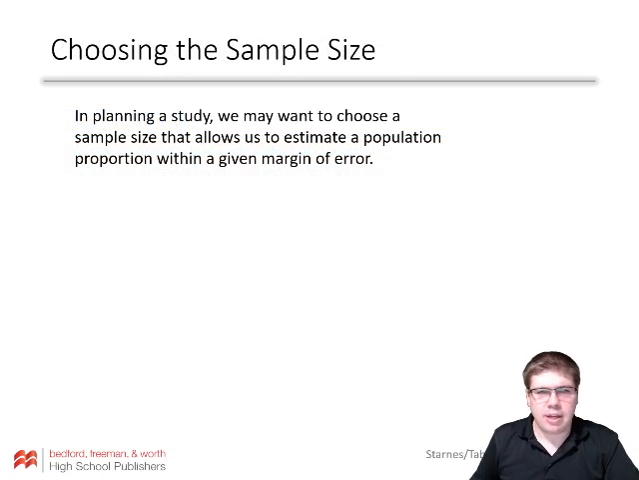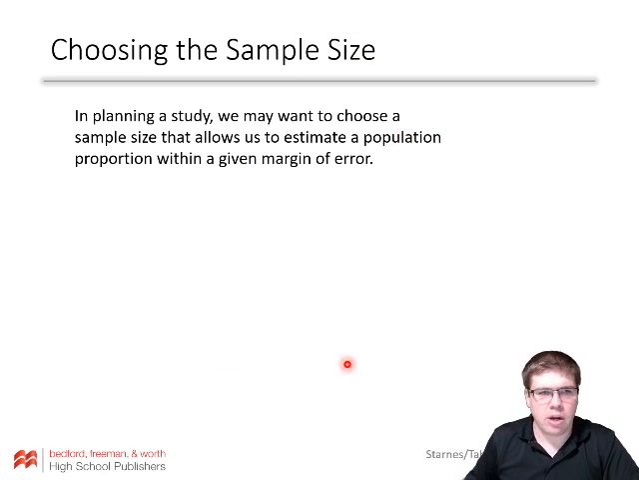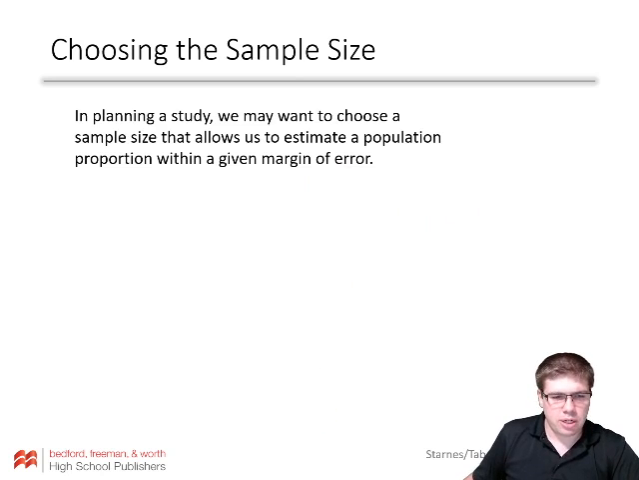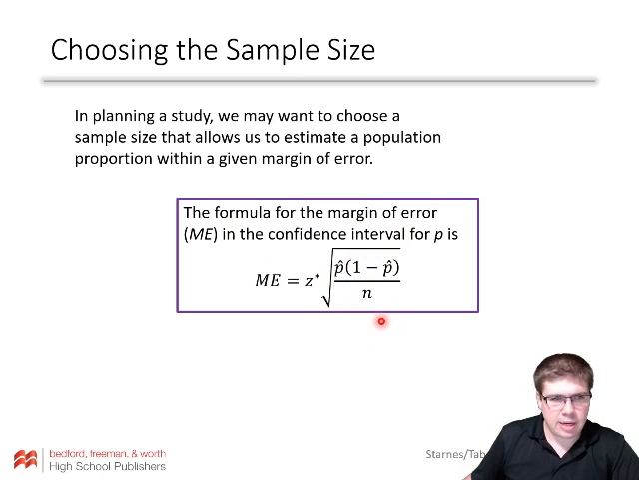All right, another thing we have is choosing appropriate sample size. When planning a study, we want to choose a sample size that allows us to estimate a population proportion within a given margin of error. So if I know I want to be within 1% or 2% or 0.5%, we can do that. We end up just having to solve our formula for the margin of error, and we can set our margin of error to a particular number. What we're going to generally solve for is the sample size. The formula for the margin of error, which is just the plus or minus part of our confidence interval, is z times the square root of p hat times 1 minus p hat over n.